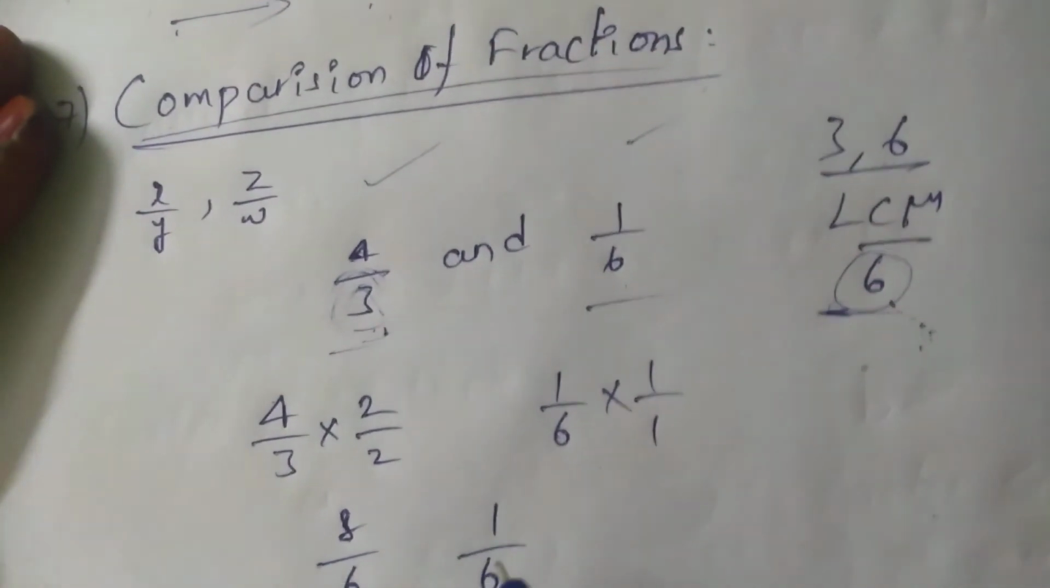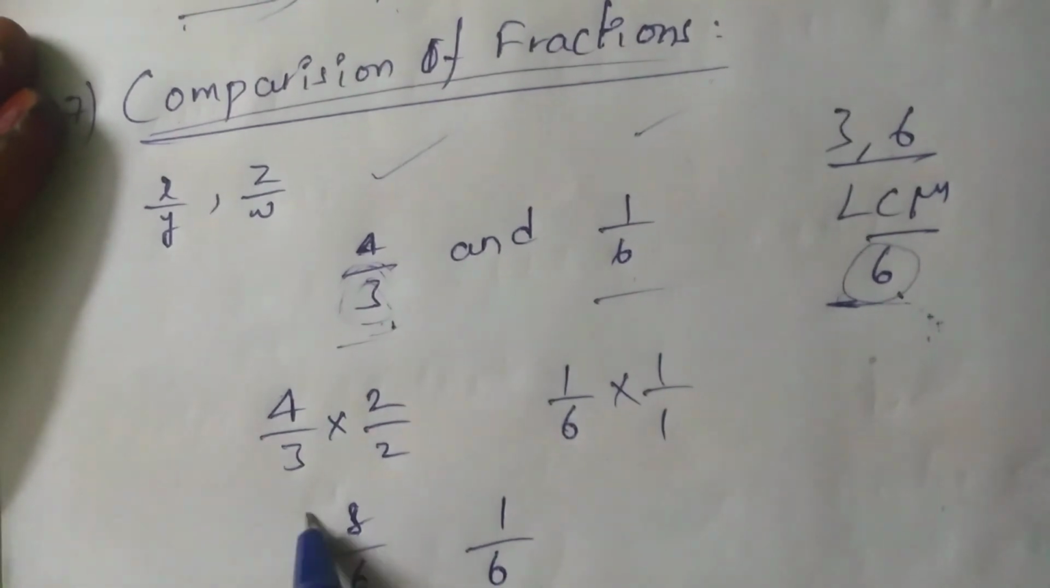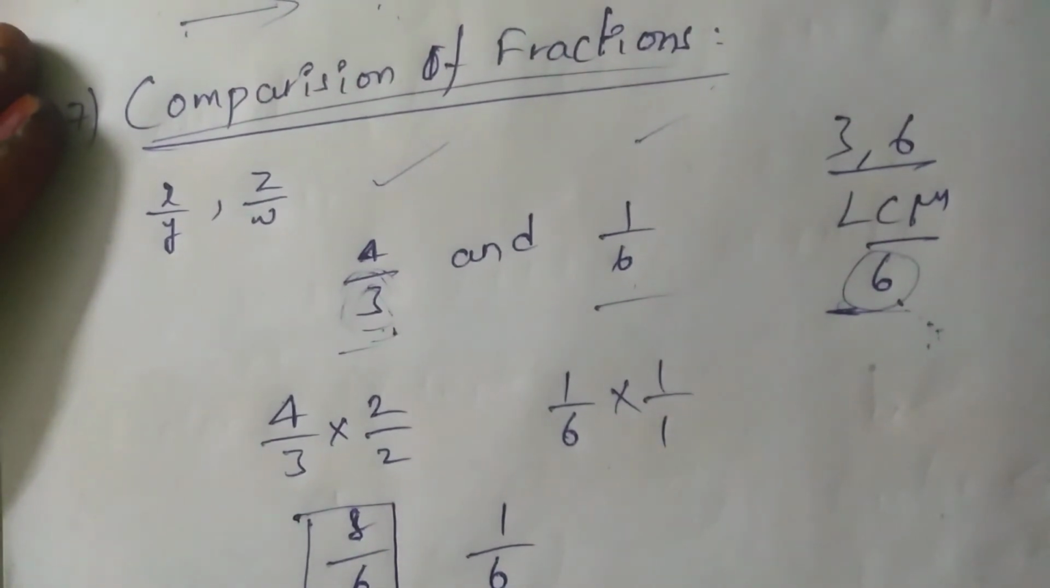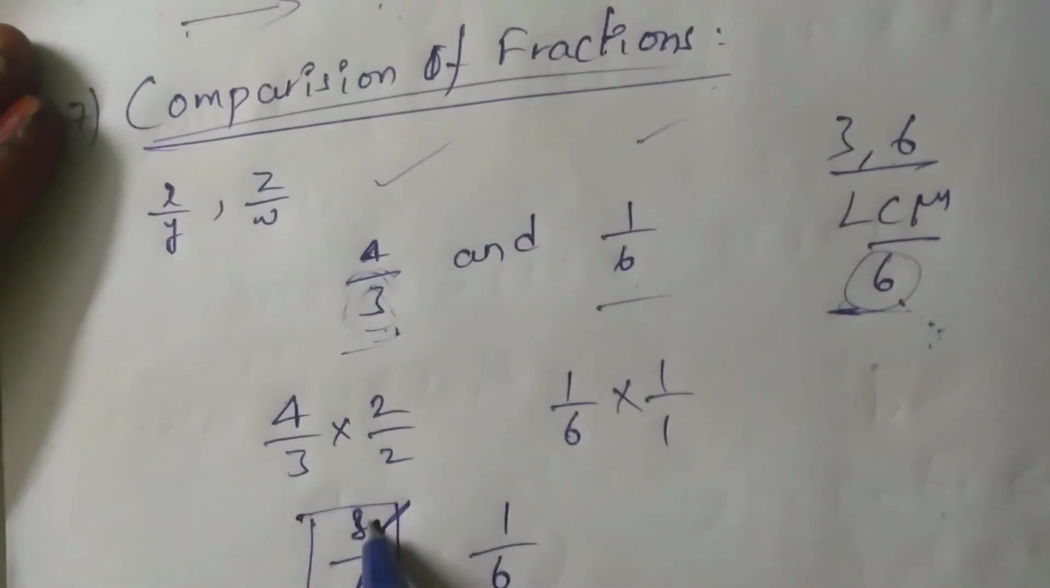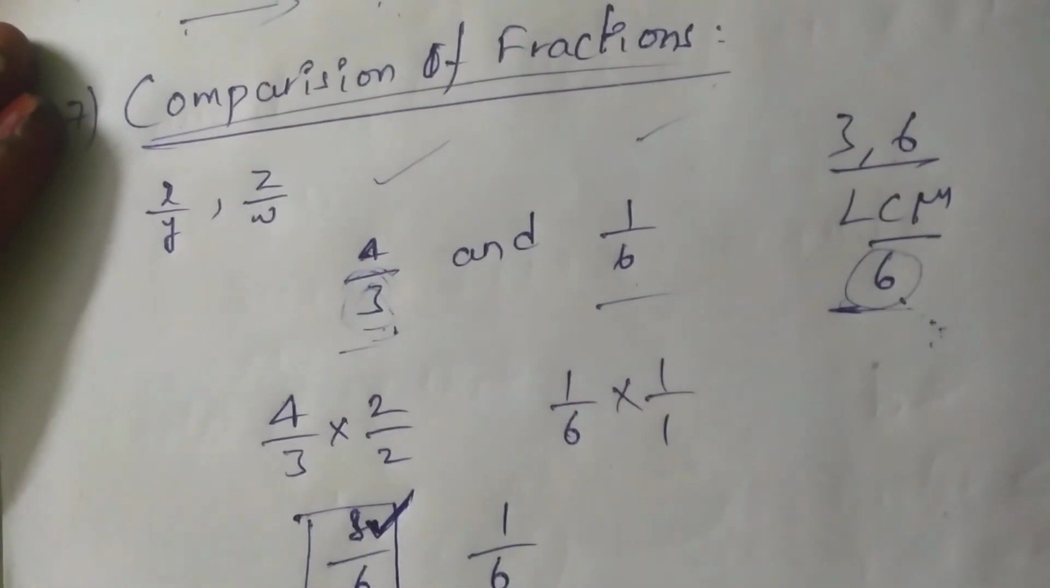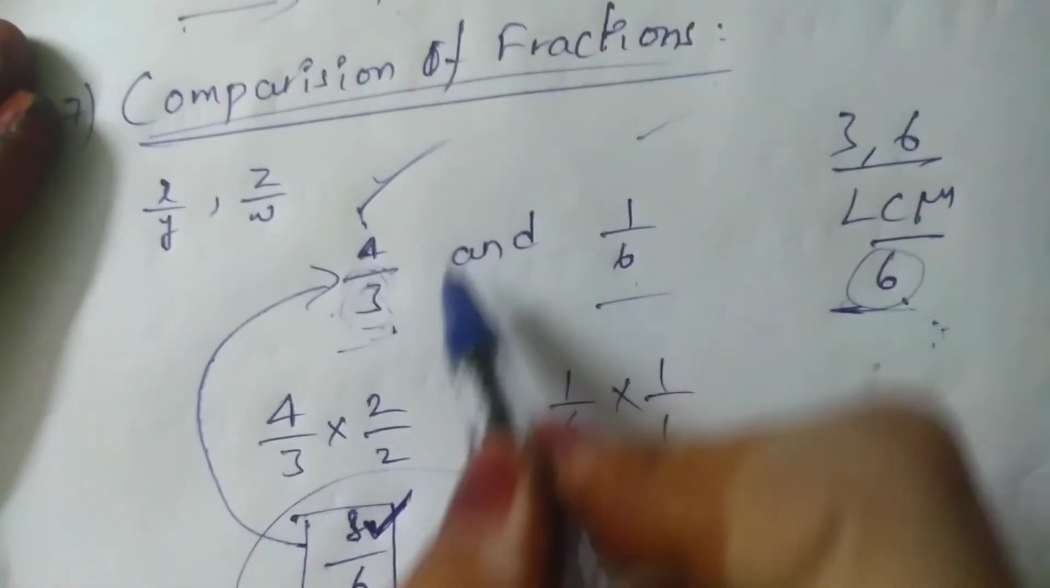Now the resultant fraction with the greatest numerator is the greatest one. Here 8 is the greatest numerator present in these two fractions. So 4 by 3 is the greatest one. That's it.